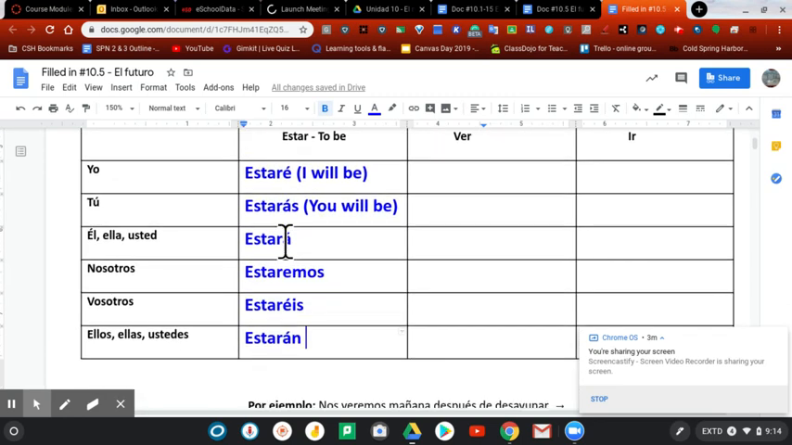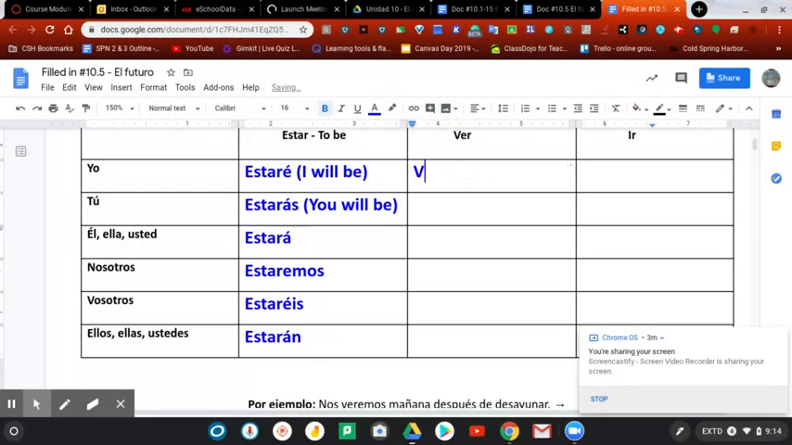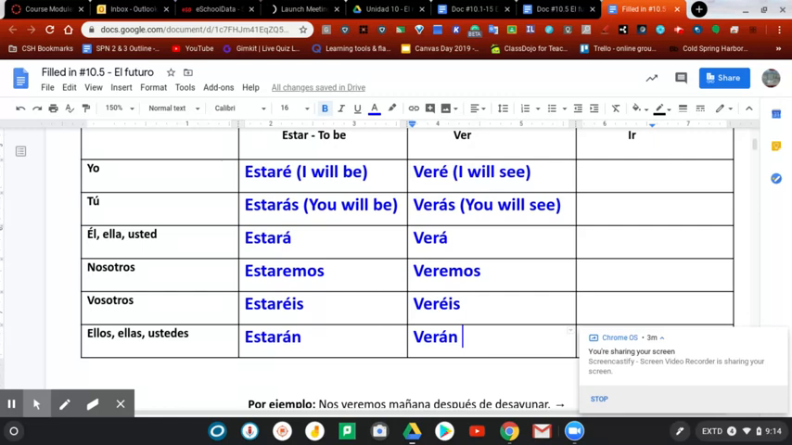Now let's look at ver, which is an ER verb. Yo veré, I will see. Tú verás, accent on the A, you informal will see. Él, usted, verá, he will see, she will see, you formal will see. Nosotros veremos, we will see. Vosotros veréis, you all will see. Ellos verán, ellas verán, ustedes verán, they will see, you all will see.